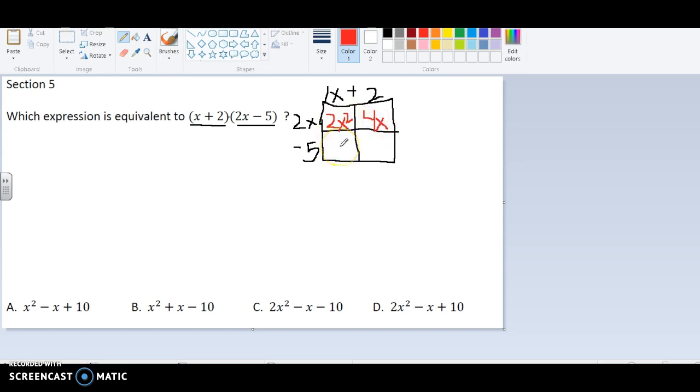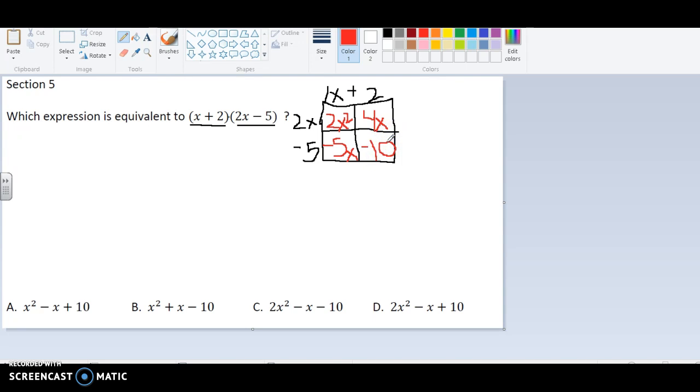Then we come down here. This is negative 5 times 1. So that's going to be negative 5. And then there's also an x there. And then in this lower corner box, it's just our constants. 2 times negative 5 is negative 10. This is usually the box where I see people make the mistake.